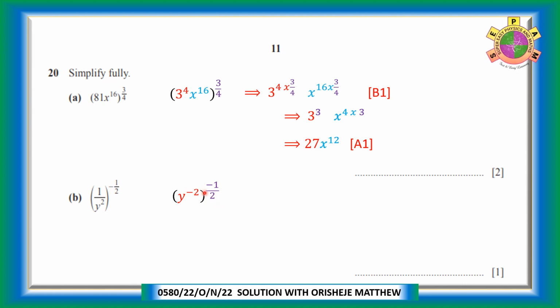So let's open up the bracket and multiply. So -2 multiply half, 2 cancel 2, you are left with -1, multiply -1, that will give us y raised to power 1. And then, because it's a square root, you have plus or minus. So your answer is plus or minus y that can satisfy this condition.